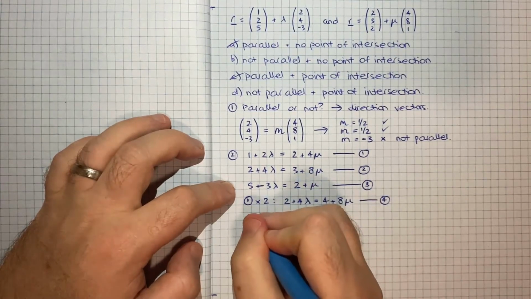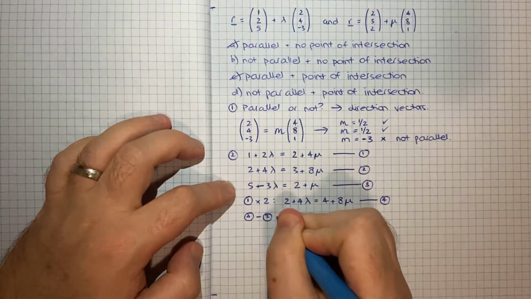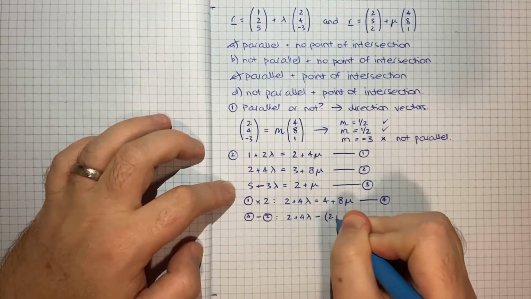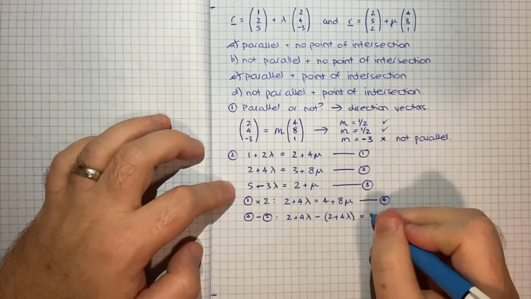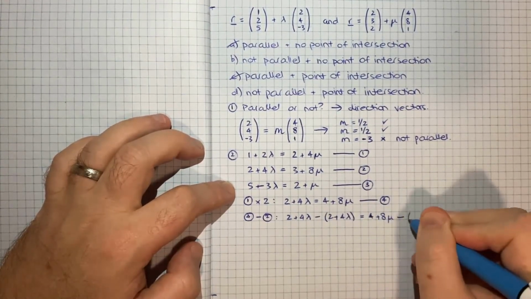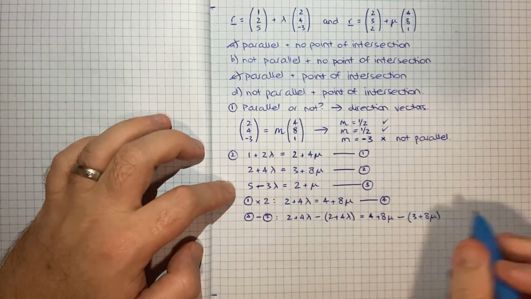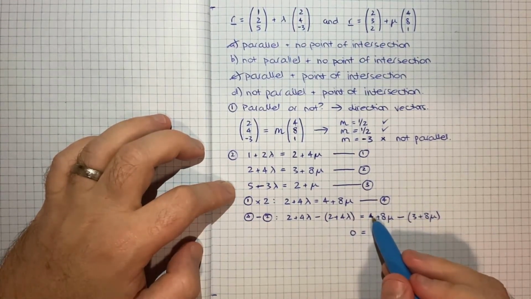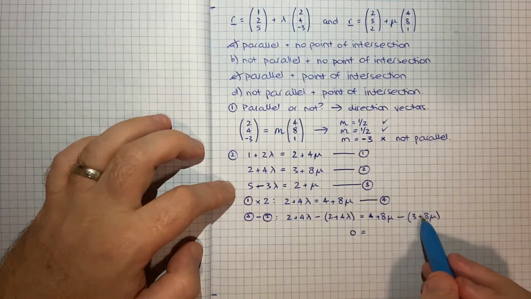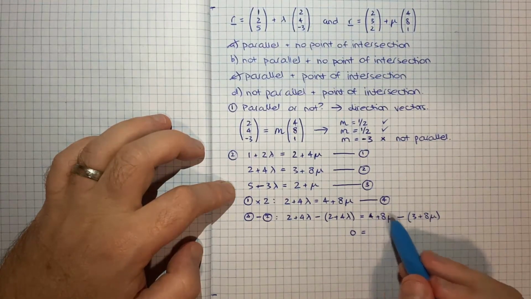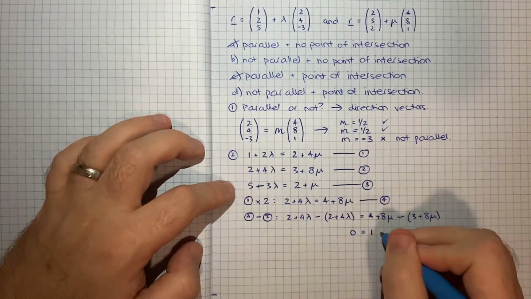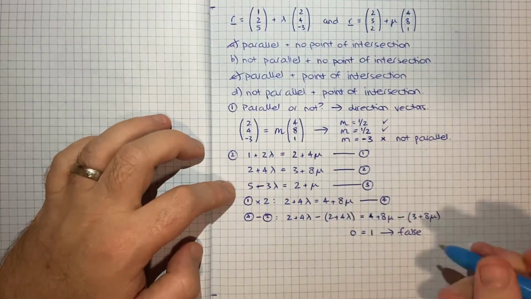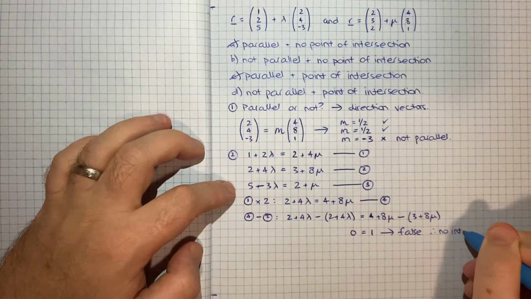Then if I do equation 4 minus equation 2, what I'll get is 2 plus 4 lambda minus (2 plus 4 lambda) is equal to 4 plus 8 mu minus (3 plus 8 mu). On the left-hand side I'll get 0, and on the right-hand side I'll get 4 plus 8 mu minus 3 minus 8 mu. The 8 mu's cancel and we'll just have 4 minus 3, which is equal to 1. 0 is not equal to 1, that's false. So therefore we can't get a point of intersection, so there's no intersection.